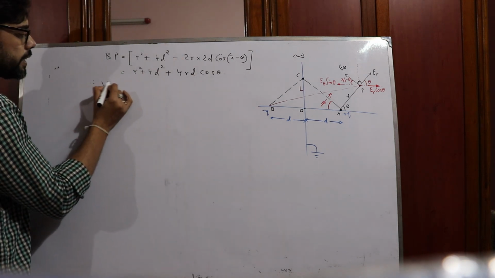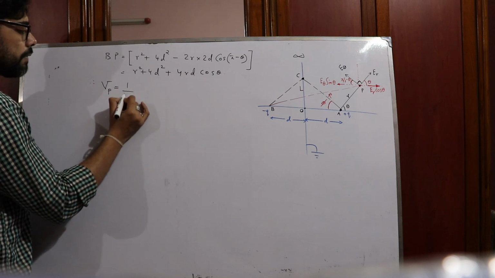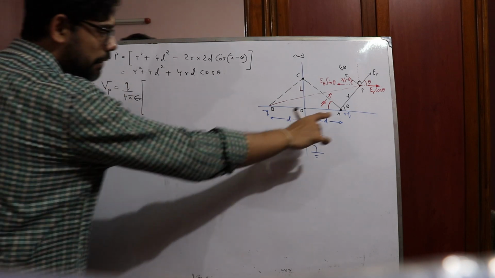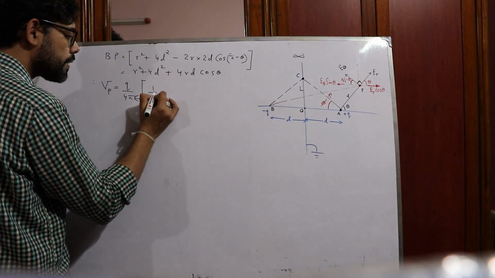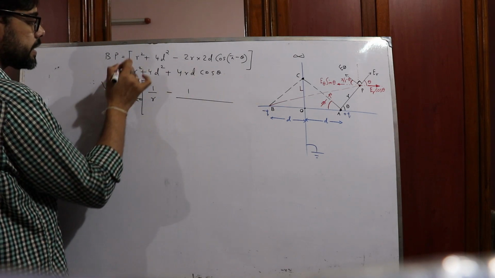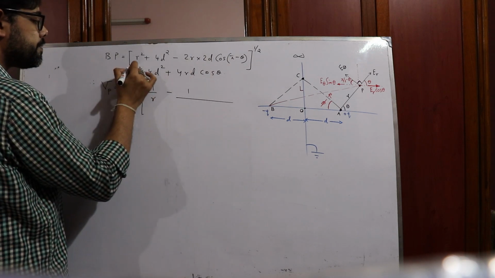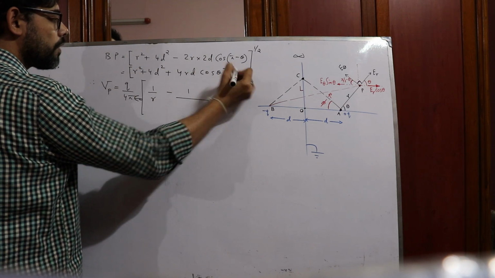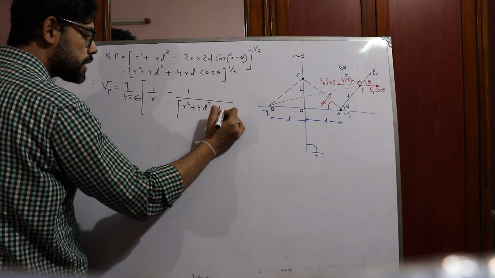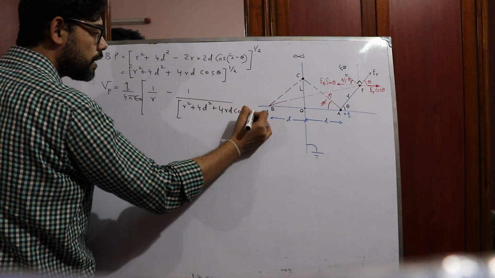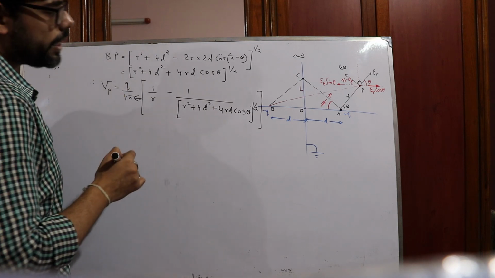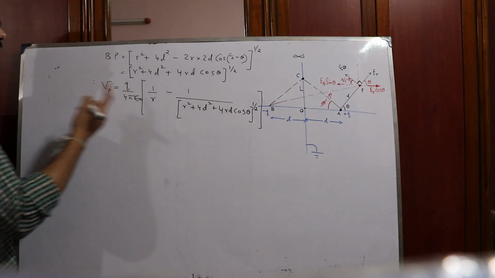So therefore potential at the point P is 1 by 4 pi epsilon 0, I can take q by 4 pi epsilon 0 common. Here is a positive charge, so 1 by r. And here is a negative charge, so minus 1 divided by this distance, r square plus 4d square plus 4rd cos theta raised to the power half. Once you get the potential, then we can find the electric field.